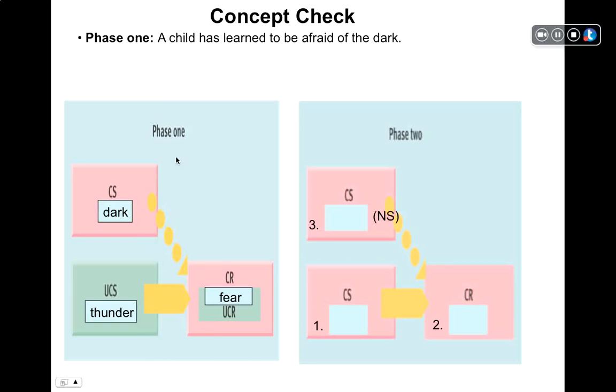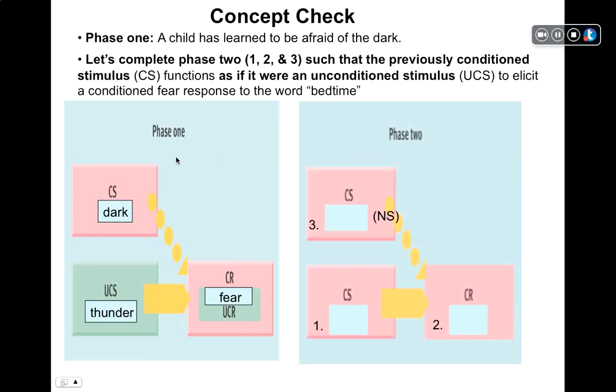So that's phase one. Now, phase two, this is the higher order part. So we're going to complete phase two here, and the concept check here is filling in these blanks here, 1, 2, and 3. Such that the previously conditioned stimulus, that is the dark, right, functions as if it were an unconditioned stimulus. Unconditioned stimulus was the thunder, to elicit a conditioned fear response to the word bedtime. So we're looking at a conditioned fear response to the word bedtime, conditioned through higher order conditioning.